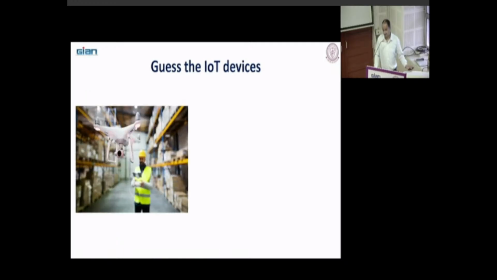What is this? Easy. Drone. Okay. Again, what is the purpose of this one? There are many applications of the drone, like last mile delivery, or if you're in the warehouse as well, you can use it for many applications. So that's your little bit of idea about IoT devices. Okay.